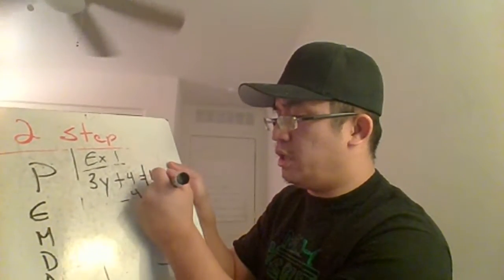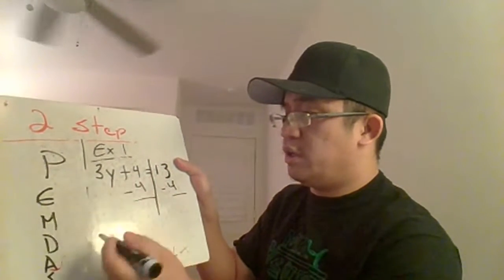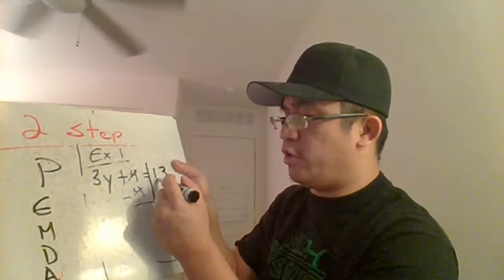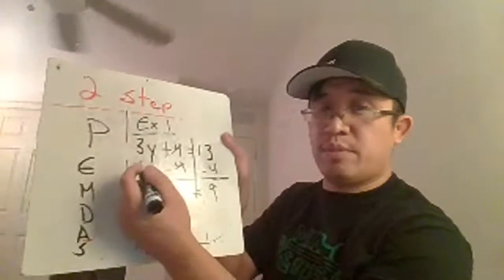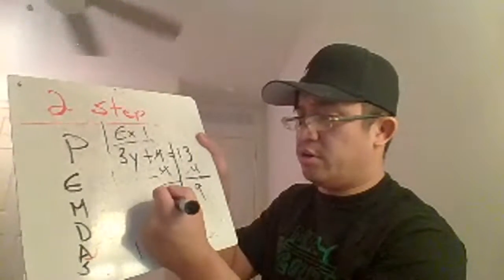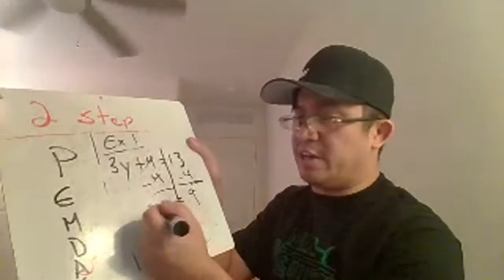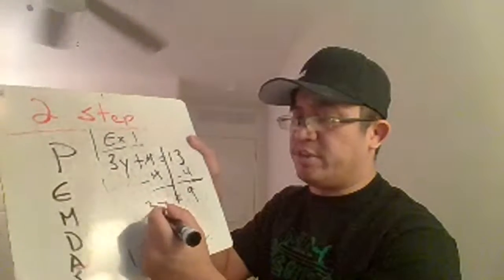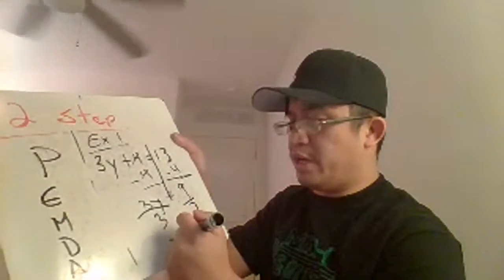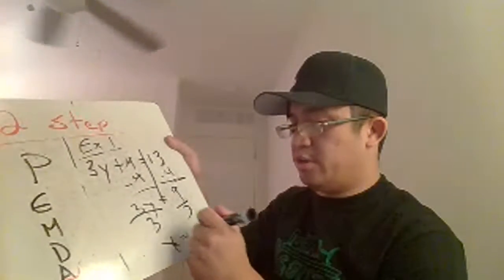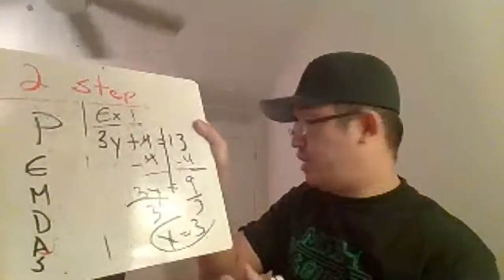We have minus 4, we've got minus 4. The 4's go away, and 13 minus 4, 5, 6, 7, 8, 9, 10, 11, 12, 13. Well, 13 minus 4 gets me 9. I have 3y right here because he didn't get crossed out. 3 times y. And the opposite of times 3 is divide by 3. Y equals 3.